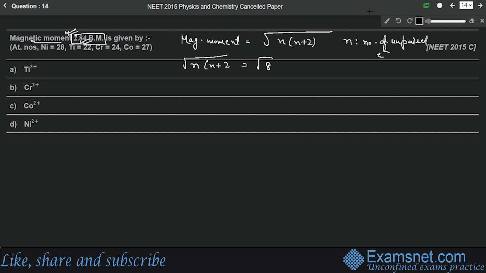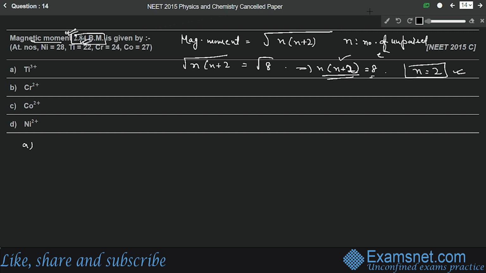So from here we can say that the value of n into n plus 2 is 8. So when is it possible? When the value of n is 2, then it will give 8. When we put n equals 2, then n into n plus 2 will give 8. That means the correct ion should have how many unpaired electrons? 2 unpaired electrons. Now let's check which one of the given options has 2 unpaired electrons.